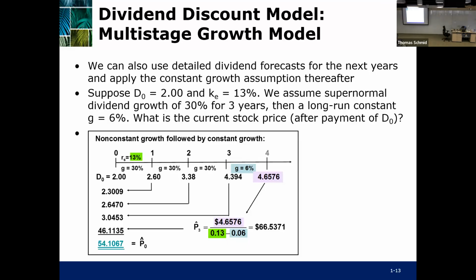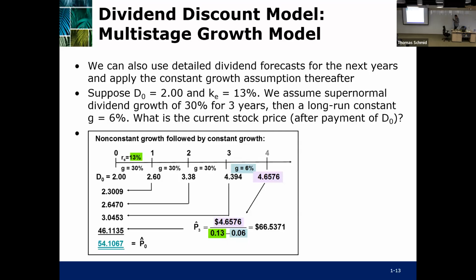So how can we now perform a dividend discount analysis? Relatively simply, we just calculate the future dividends. We know the growth rate is 30%. So in 1 year we have 2.6, in 2 years 3.38, then 4.394, and then the constant growth period starts. From year 3 to 4, the growth rate is only 6%, so it grows from 4.3 to 4.65. Very simple. Then we simply discount all these cash flows to today's value. The discount rate is always KE equals 13%, so the 2.6, the 3.38, everything is discounted.